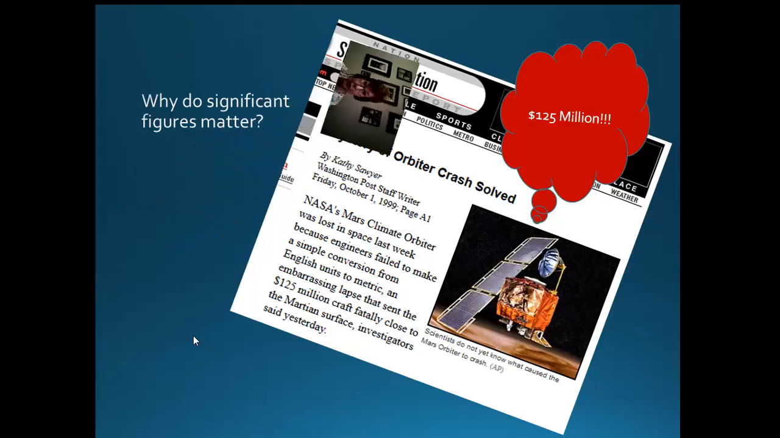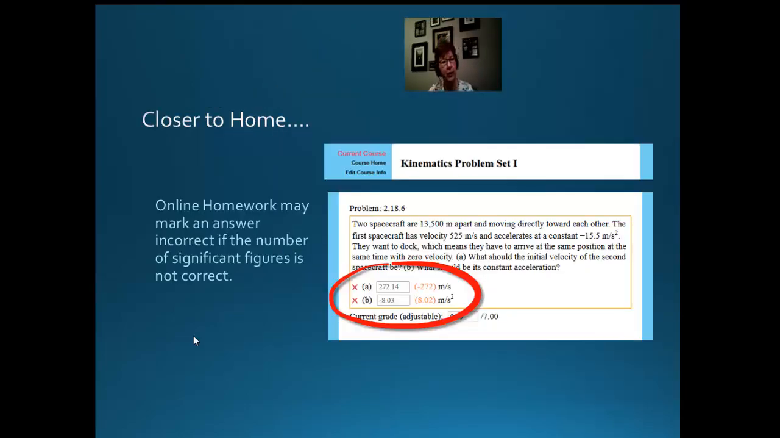What about you, close to home? When you enter your answer into the answer key on the online homework set, it's going to take a look at what the answer should be and how close the answer that you typed in came to that. So I pasted in an example here.